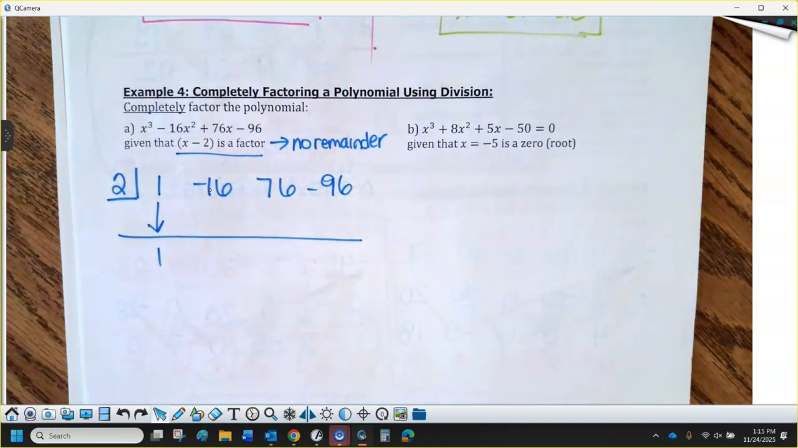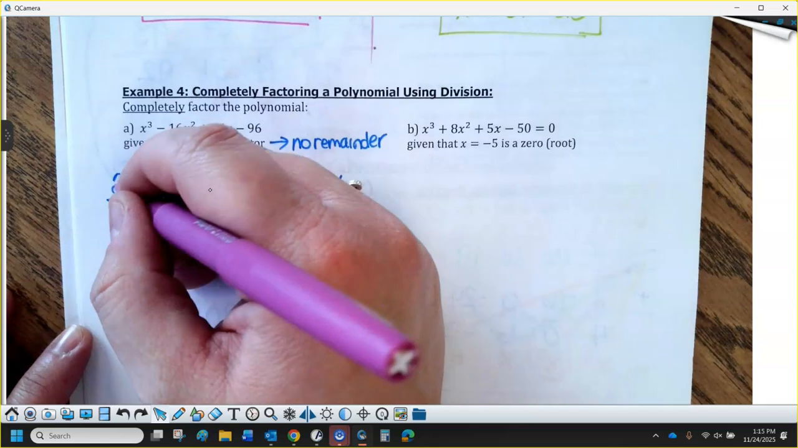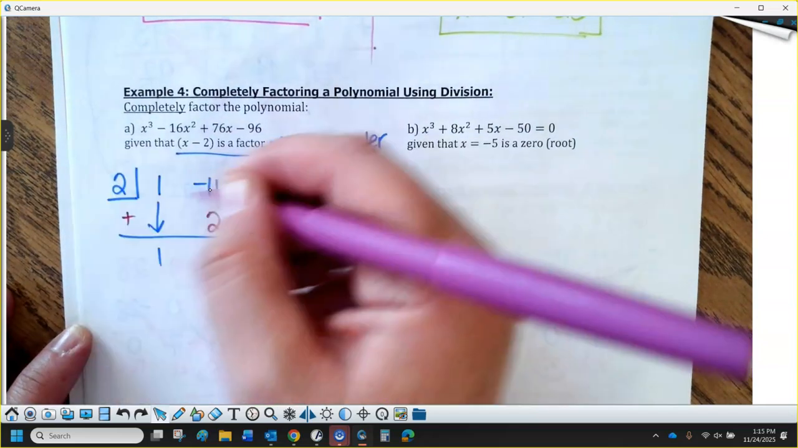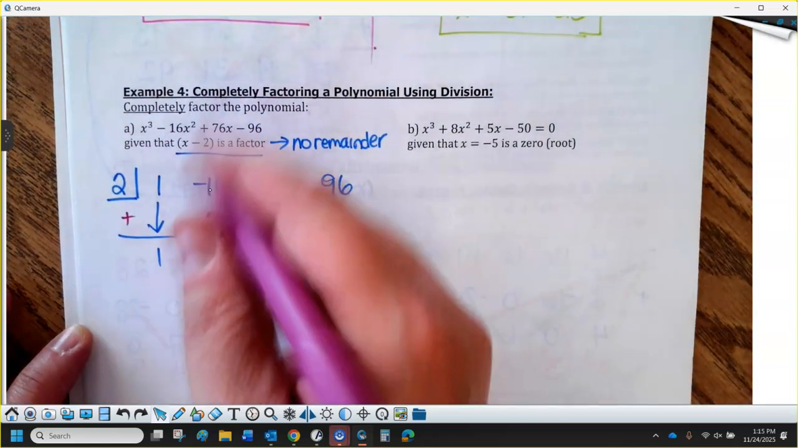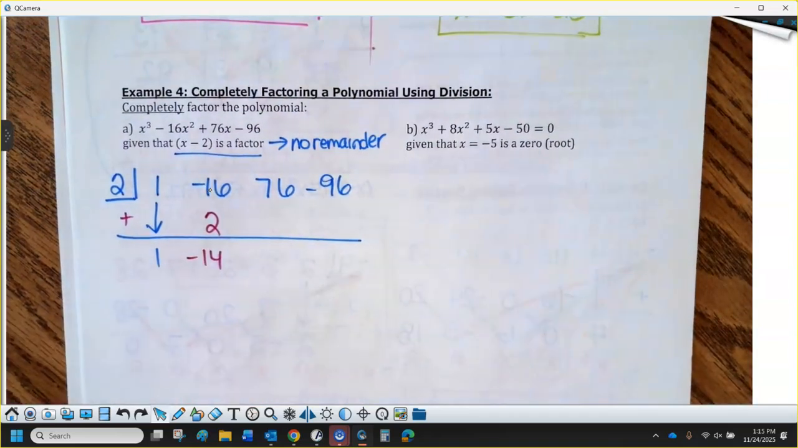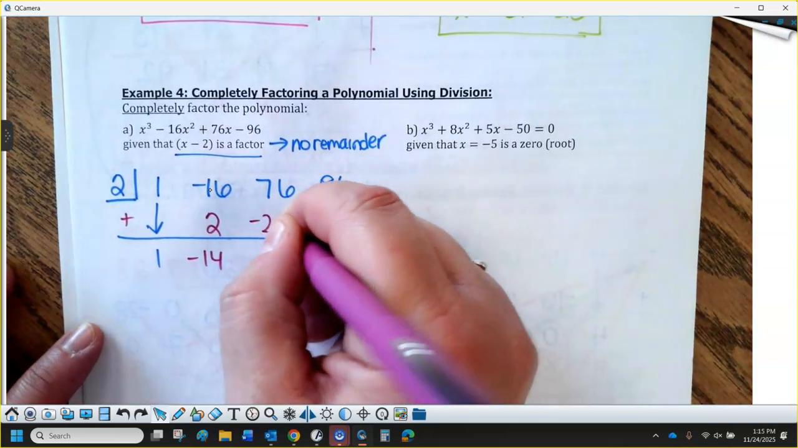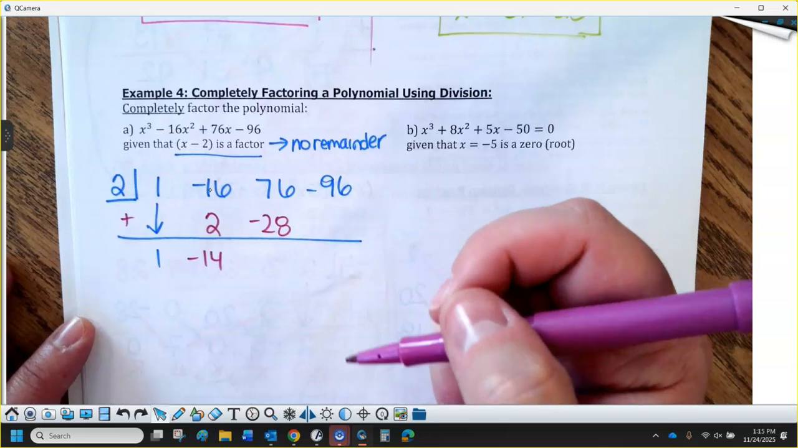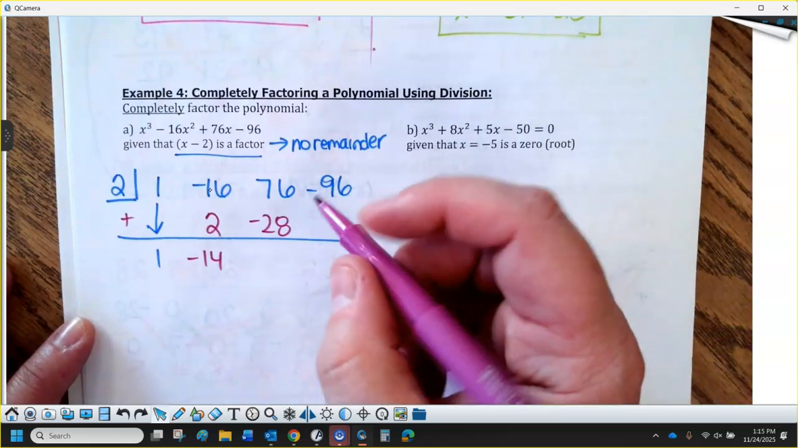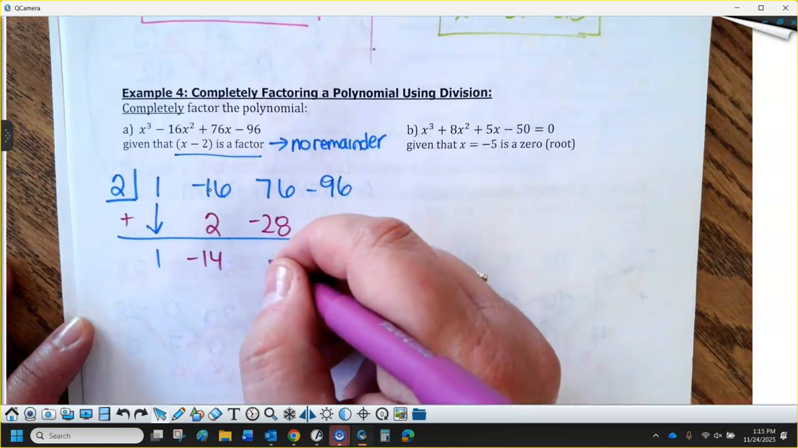I'm going to bring down the very first coefficient, which just means I'm going to write 1 under the line. And then I'm just going to go down and across, multiply, add, multiply, add. 2 times 1 is 2. Add that to the number stacked on top of it. So this would be negative 14. 2 times negative 14. Don't judge. No, I know what that is. What is it? It's negative 28, right? Okay, we're going to add the numbers stacked on top of each other. So this is going to give me 38, 48.